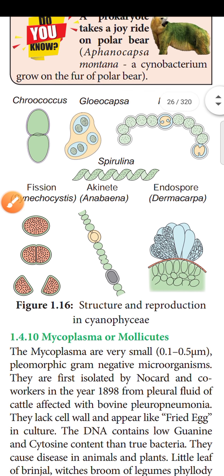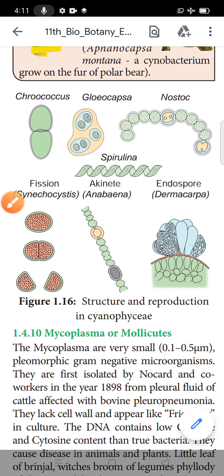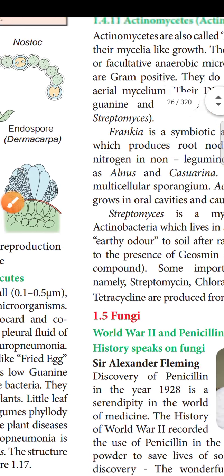The thallus organization is this one only. Reproduction in Cyanophyceae: the first one is Chroococcus, coccus meaning circular. This is Chroococcus and Gloeocapsa, and Nostoc, and fission type in Xenococcus, akinetes in Anabaena, and endospores in Dermocarpa. So these are all cyanobacteria.